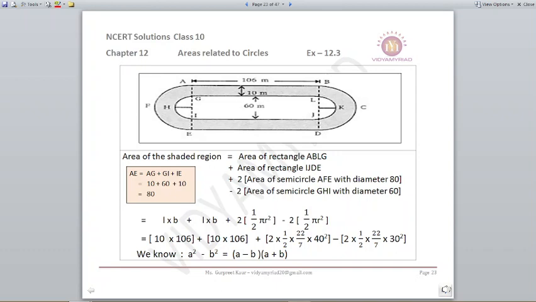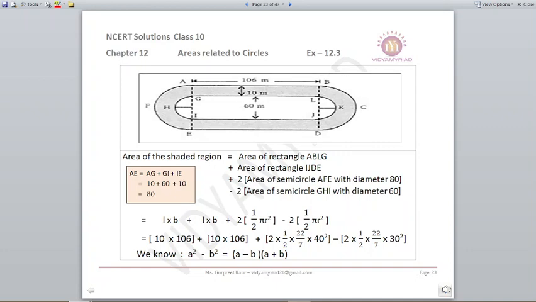So for the first rectangle ABLG, length into breadth becomes 10 into 106, plus again 10 into 106, plus 2 into half into pi, which is 22 upon 7. Radius will be 40 for the bigger, outer one, because 80 is your total diameter, and its half will be 40. So 40 square minus 2 into half into 22 by 7 into 30 square, since 60 half is 30. Now 2 into 1 by 2 get cancelled. You are left with 22 upon 7 into 40 square minus 22 upon 7 into 30 square for that part.